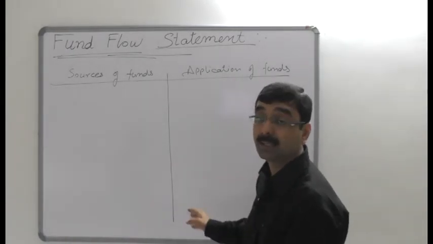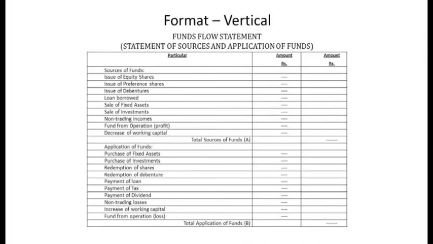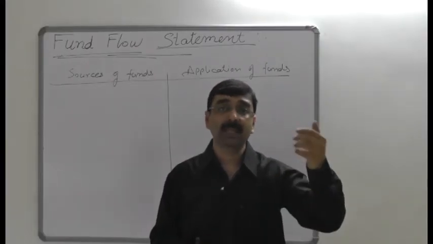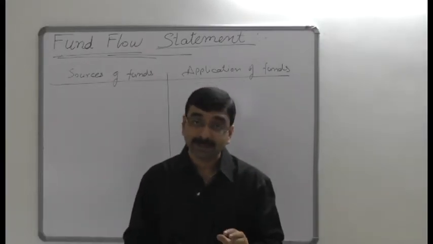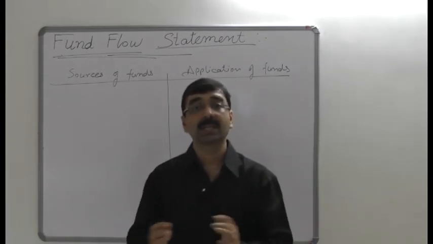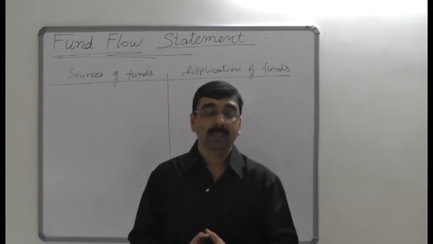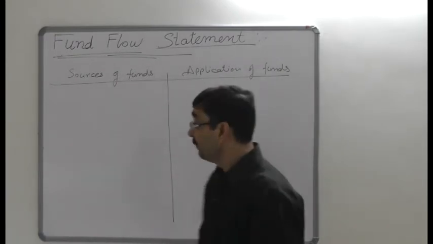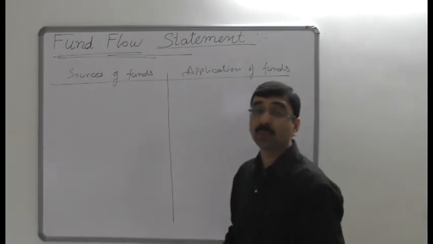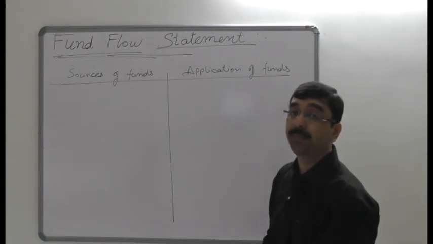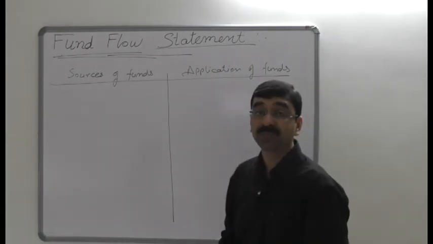The other is the statement format. In the statement format, the sources of funds would be written first, and all the application of funds would be written in the second part, and then sources and application of funds would be compared. So this is the other method of preparing fund flow statements. Now see which are the sources and application of funds under this particular chart.